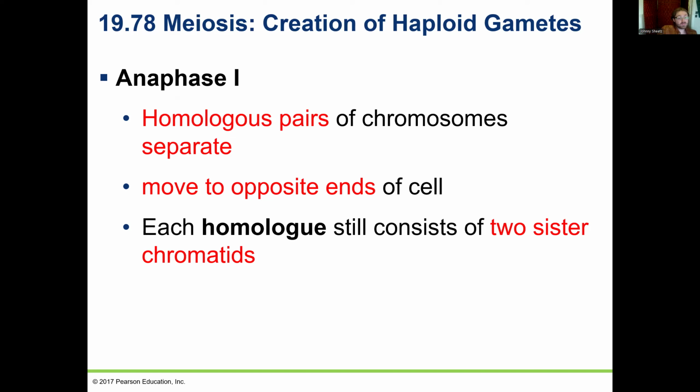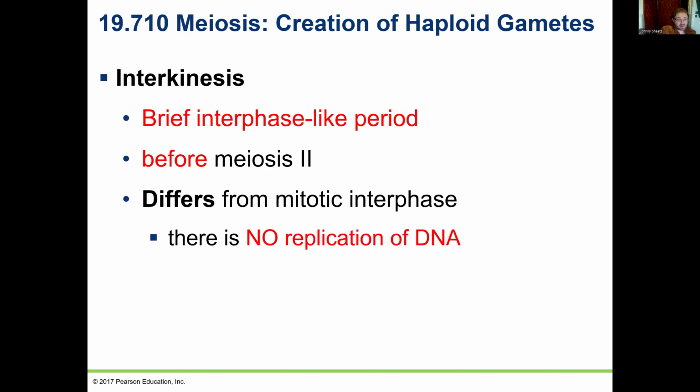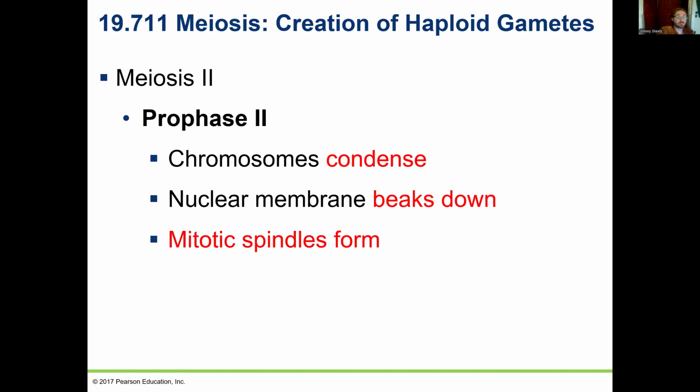Then you have anaphase 1. Homologous pairs of chromosomes separate and move to opposite ends of the cell, and each homolog still consists of two sister chromatids. And then finally, we enter telophase, which leads to cytokinesis, and then that brings us on to interkinesis, which is like a very brief interphase-like period before meiosis 2 starts. There is no DNA replication during this phase. We have finished all our DNA replication. These are two, in theory, normal cells that are just going to divide again very soon.